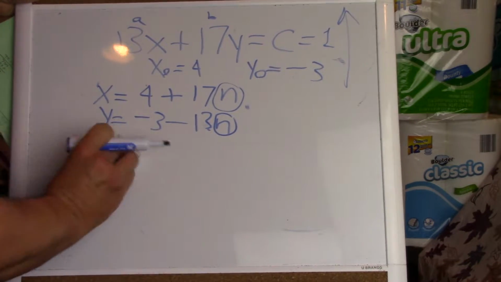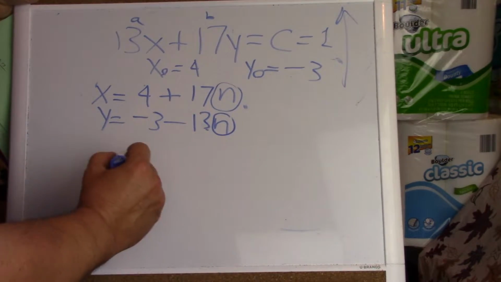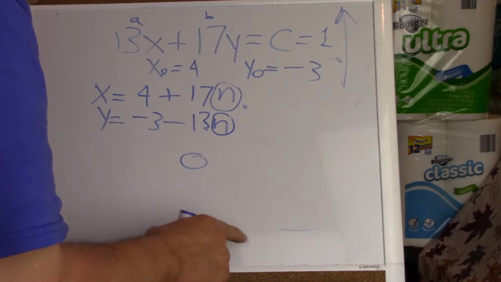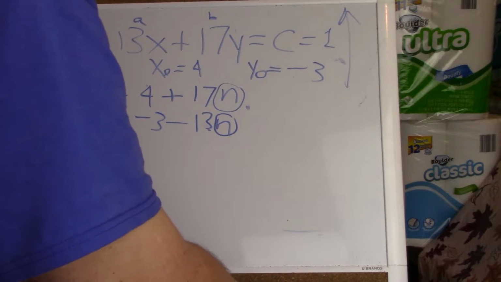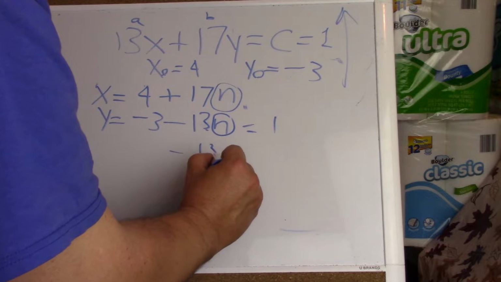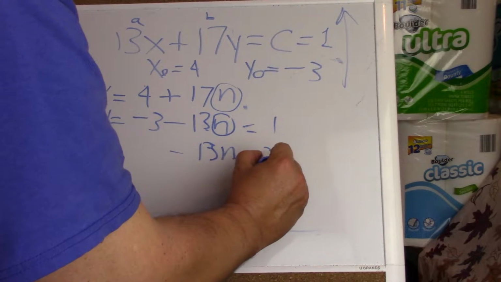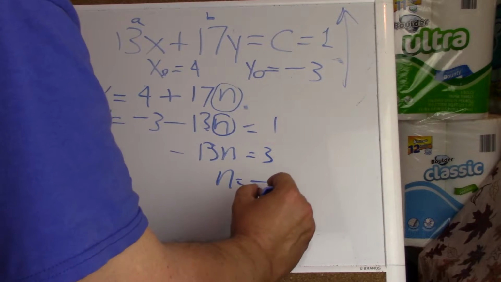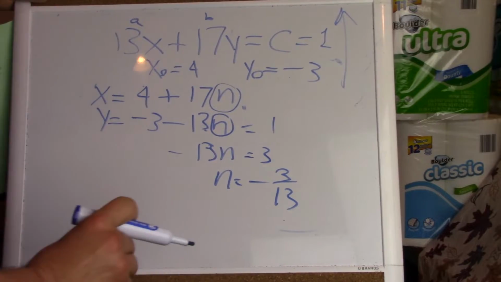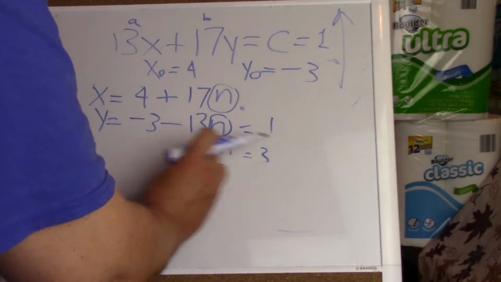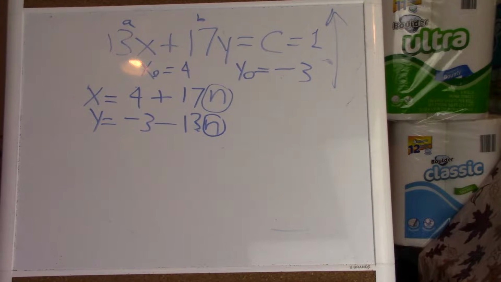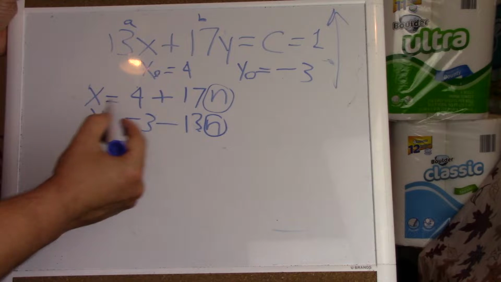So, for example, if you want to get positive y's, let's just do 1, for example. What if y is equal to 1? Then negative 13n is equal to 3, n is equal to negative 3 over 13. Of course, n can only be a whole number, and so we're going to have to do it some other way. But I'll give you examples that I plugged in where I got values that were positive.